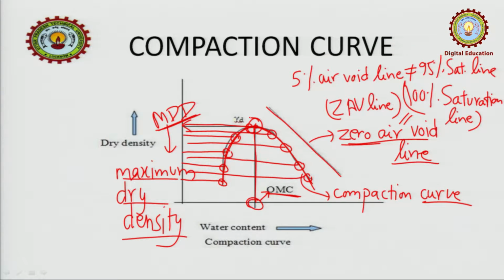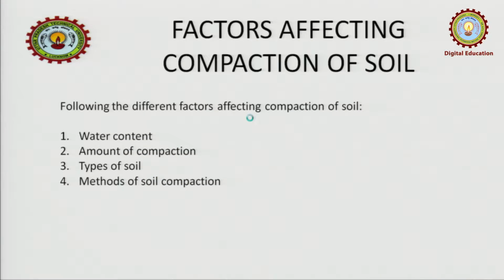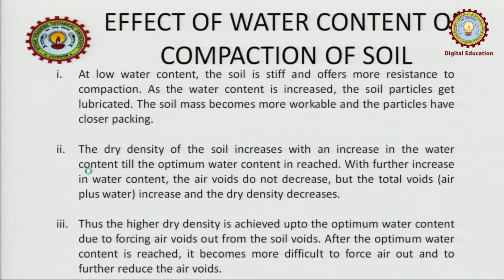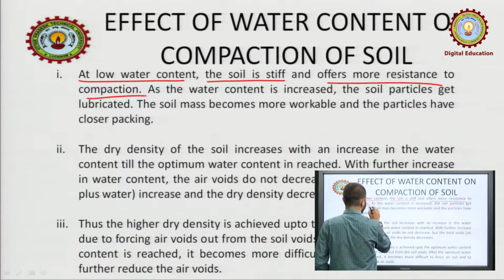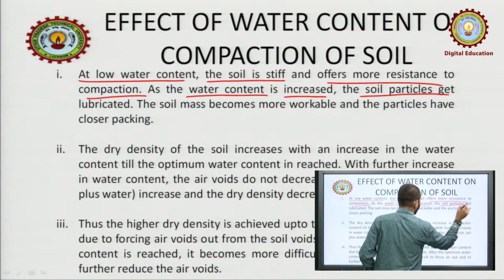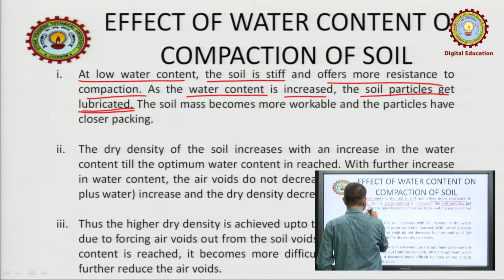Okay, let's move forward. Factors affecting the compaction of soil. What factors actually affect the compaction of a soil? Mainly water content, amount of compaction, type of soil, and methods of soil compaction. So let us see one by one. Effect of water content on the compaction of soil. At low water content, the soil is stiff and offers more resistance to the compaction. As the water content is increased, the soil particles get lubricated.